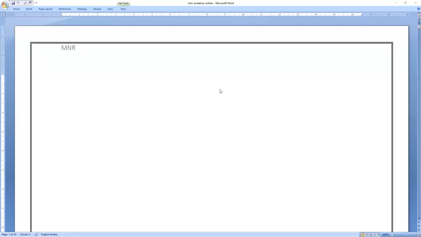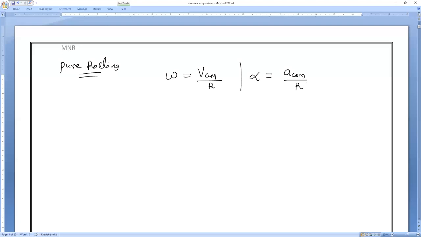So as we know, in yesterday's class, we studied pure rolling. If you have taken pure rolling, most probably the surface or platform with respect to ground is always stationary. So if it is pure rolling, what is the angular velocity, everybody? Angular velocity is equal to VCOM divided by R. And in the same way, angular acceleration is equal to ACOM divided by R.